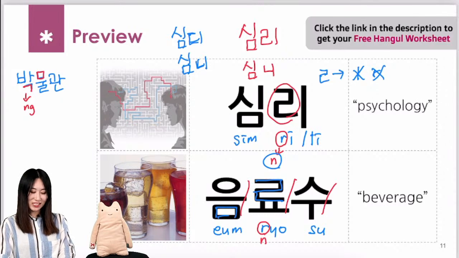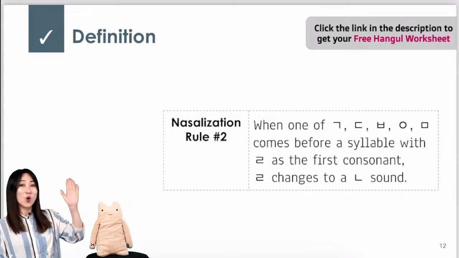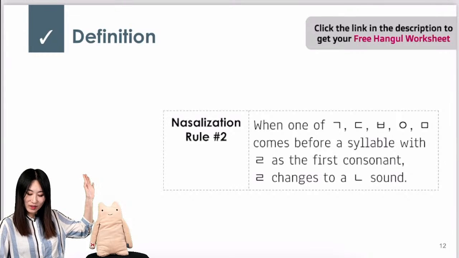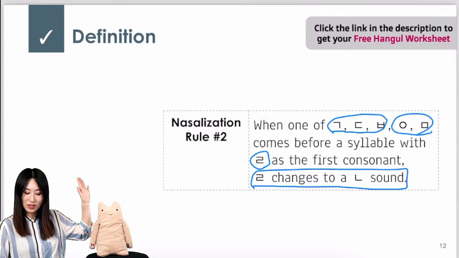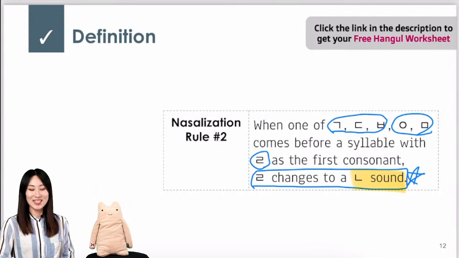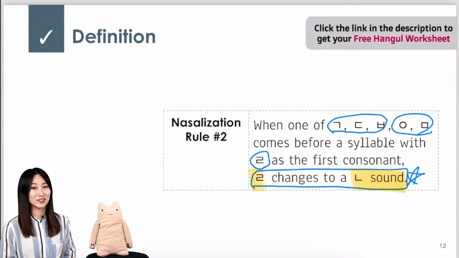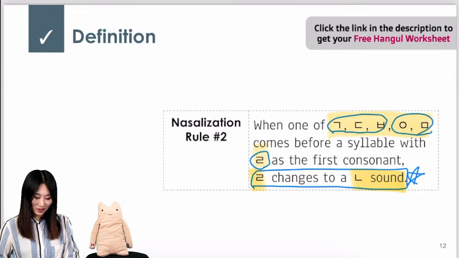Okay, so let me explain the rule again. So now you understand the rule a little better, right? When one of these air blocking sounds or nasal sounds comes before the ㄹ, the ㄹ is changed to 니은. Wow, so important. The ㄹ changes to 니은 because this and the ㄹ are hard to pronounce together. Are you okay? So, 짠.